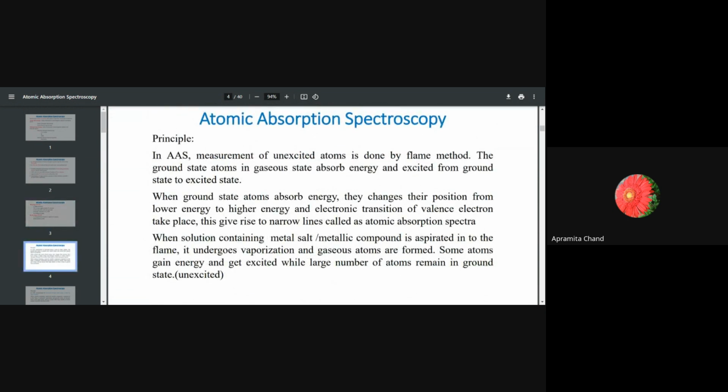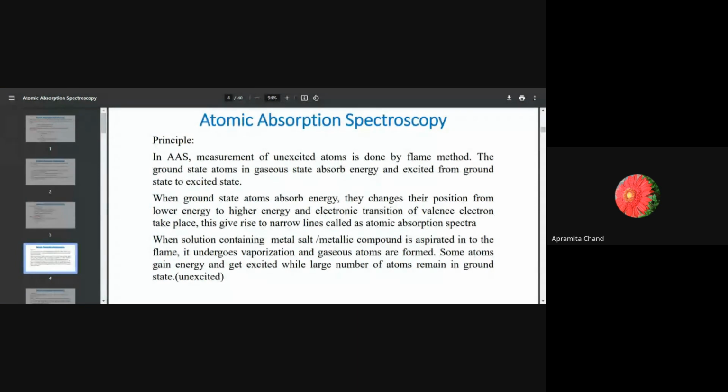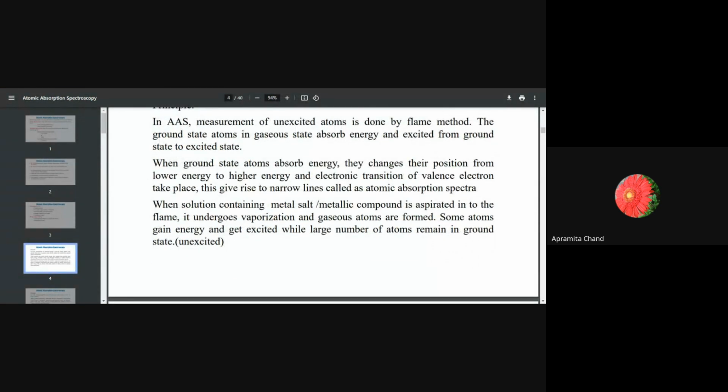Now let us look at the principle in detail. In this kind of spectroscopy, the measurement of the unexcited atoms is done by the flame method. Here, the ground state atoms in gaseous state absorb energy and are excited from the ground state to the excited state. When these ground state atoms absorb energy, they change their position from lower energy to higher energy, and the electronic transition of the valence electron takes place.